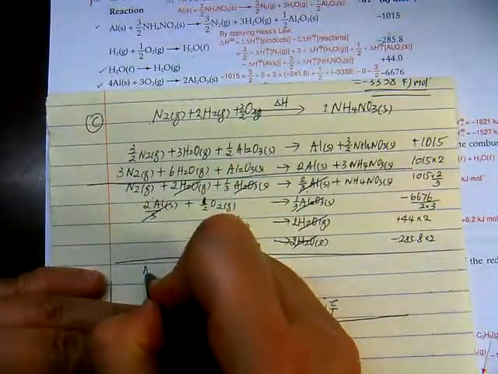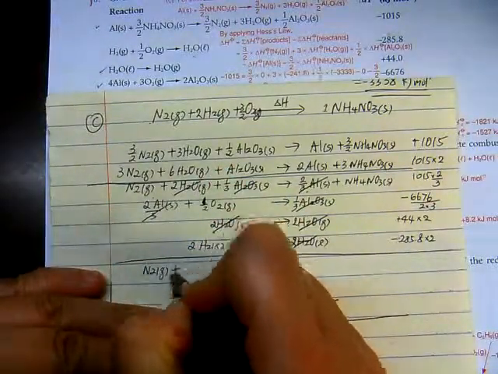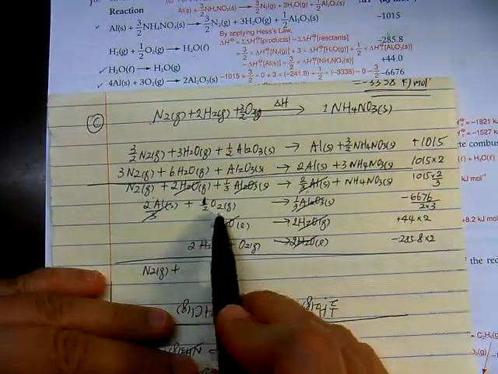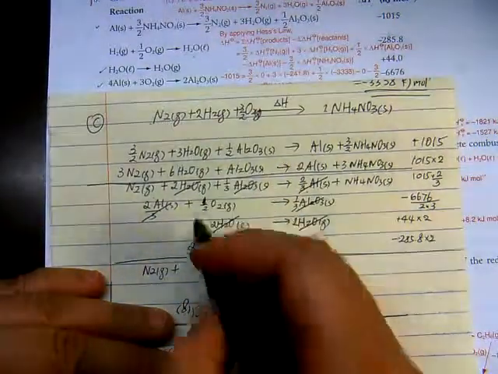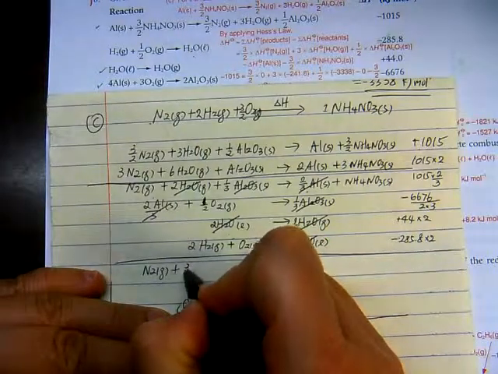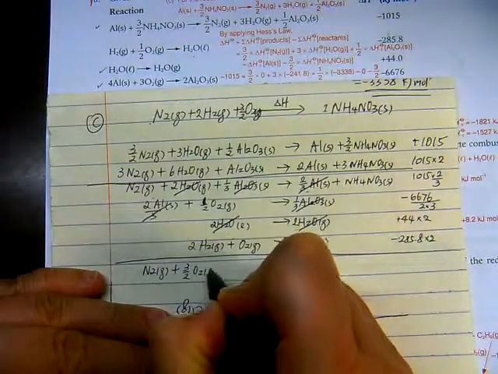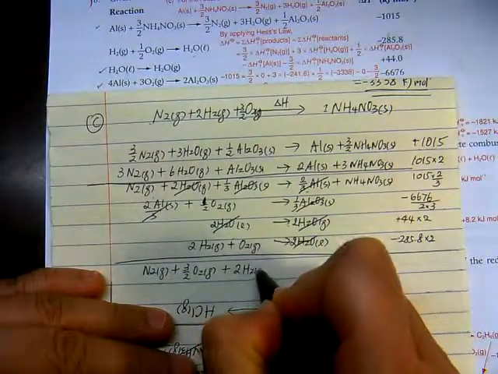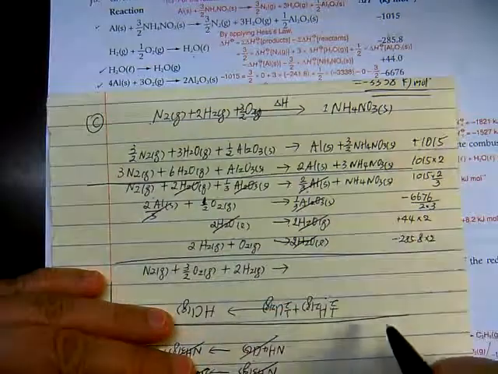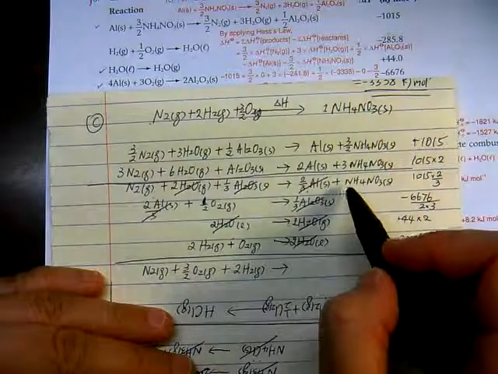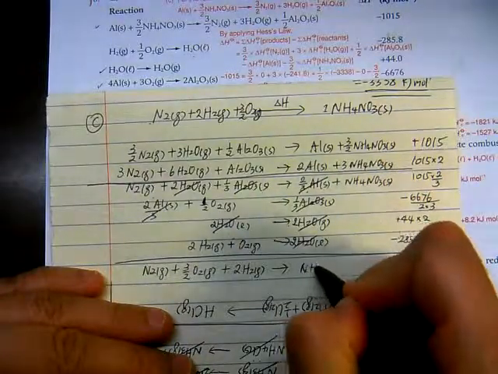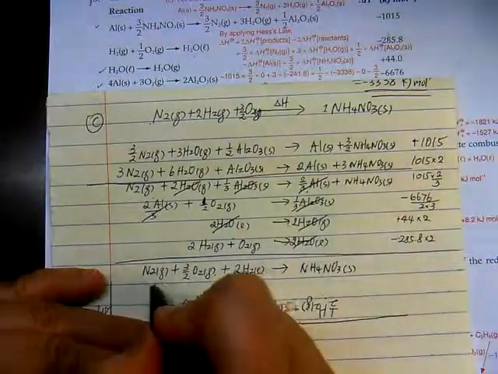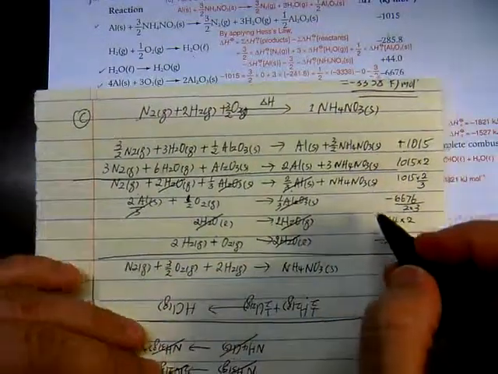On the reactant side, we have N2. Cancel out, cancel out, cancel out, cancel out. O2 and half O2. We have 3 over 2 O2. And then we have 2 H2. Now what's left behind on the product side? Only NH4NO3, which is our target reaction.